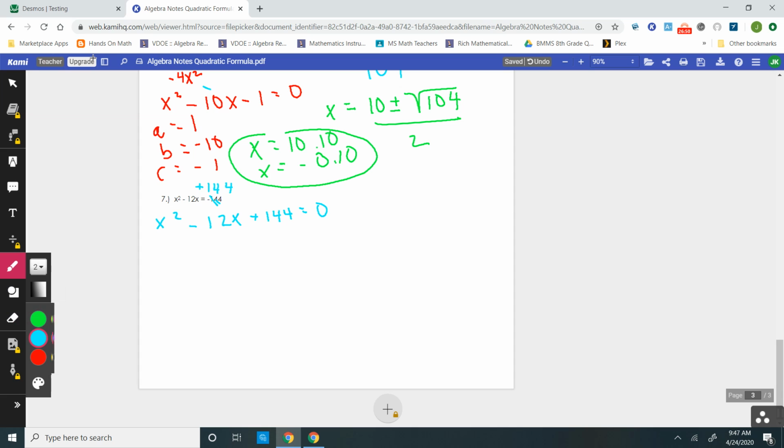So your a is the coefficient of your x squared term, so here your a will be 1. And then your b is the coefficient of your x term, so negative 12. And then your c is the constant, so that'd be 144.